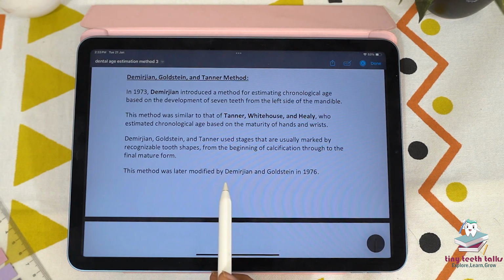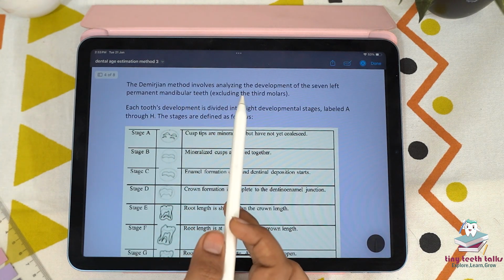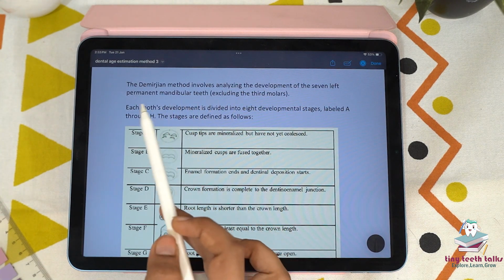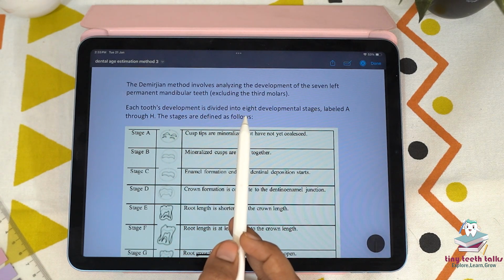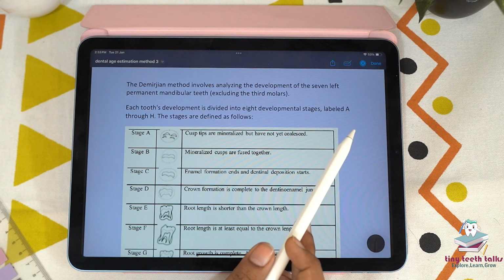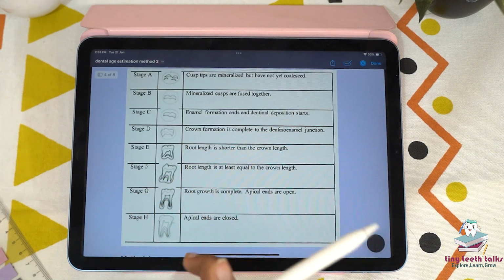This method was later modified by Demirjian and Goldstein in 1975. The Demirjian method involves analyzing the development of the 7 left permanent mandibular teeth, excluding the third molar. Each tooth's development is divided into 8 developmental stages labeled A through H, and these stages are defined as follows. This is A to H.